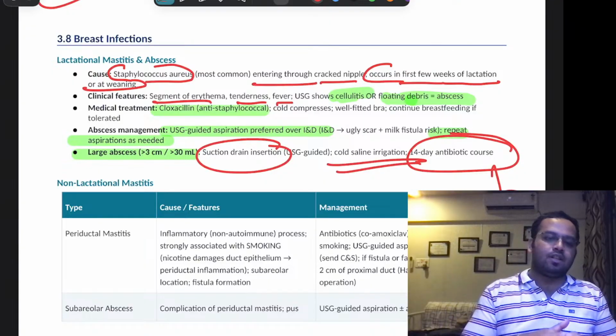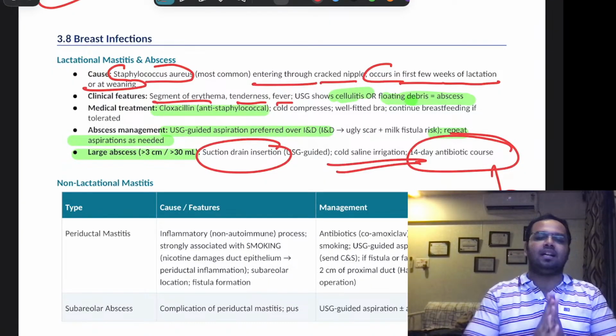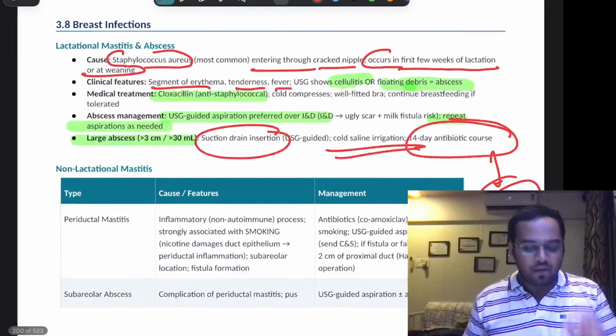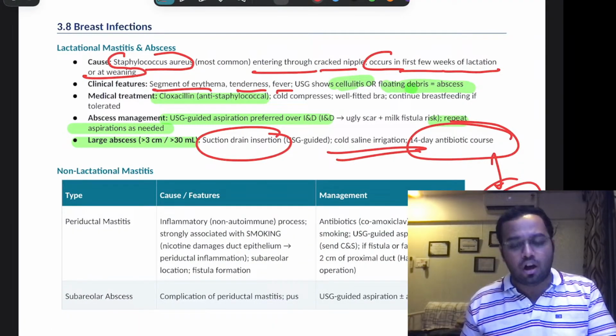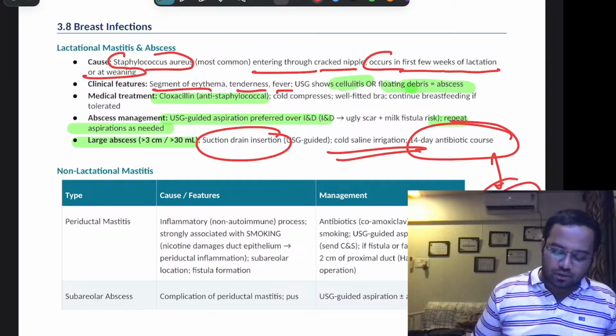You can put a drain, which is a suction drain, and you can flush the antibiotics from the drain. Very much important for you to know. Non-lactational mastitis. So what is periductal mastitis? It is an inflammatory, might be non-autoimmune process, which is strongly associated with smoking.